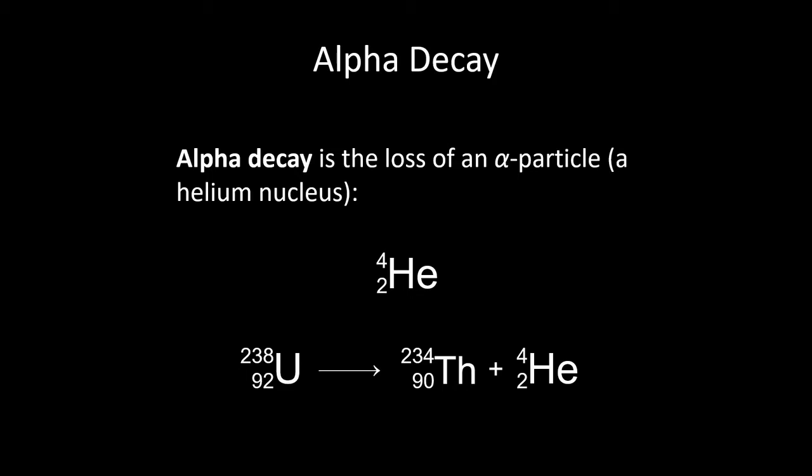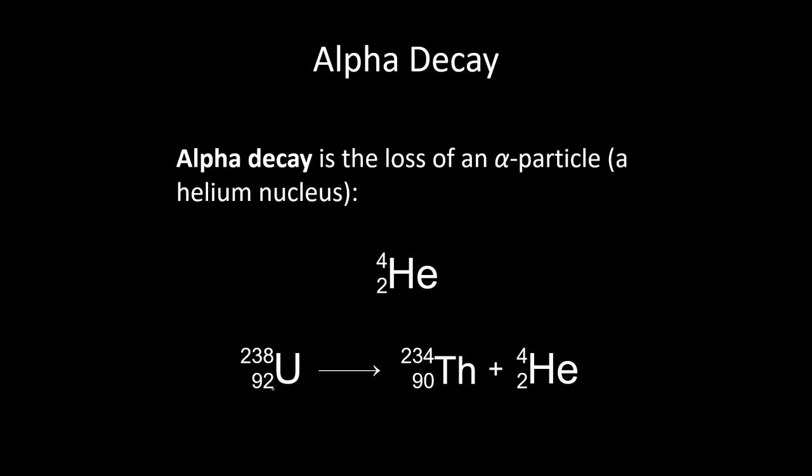This is actually the only kind of decay that loses mass. For all the rest of the types of decay that we're going to see, the mass number will never change. It's just the relative numbers of protons and neutrons that change. But for alpha decay, you do actually lose mass, as we can see here. So we have uranium-238. It will decay to thorium-234 and give off a helium nucleus, or an alpha particle.